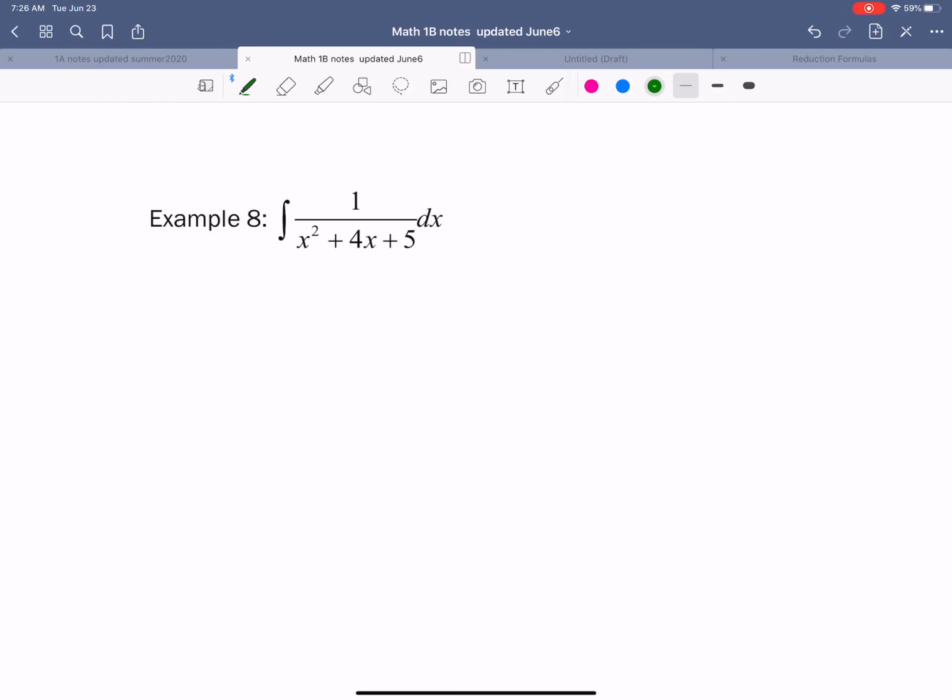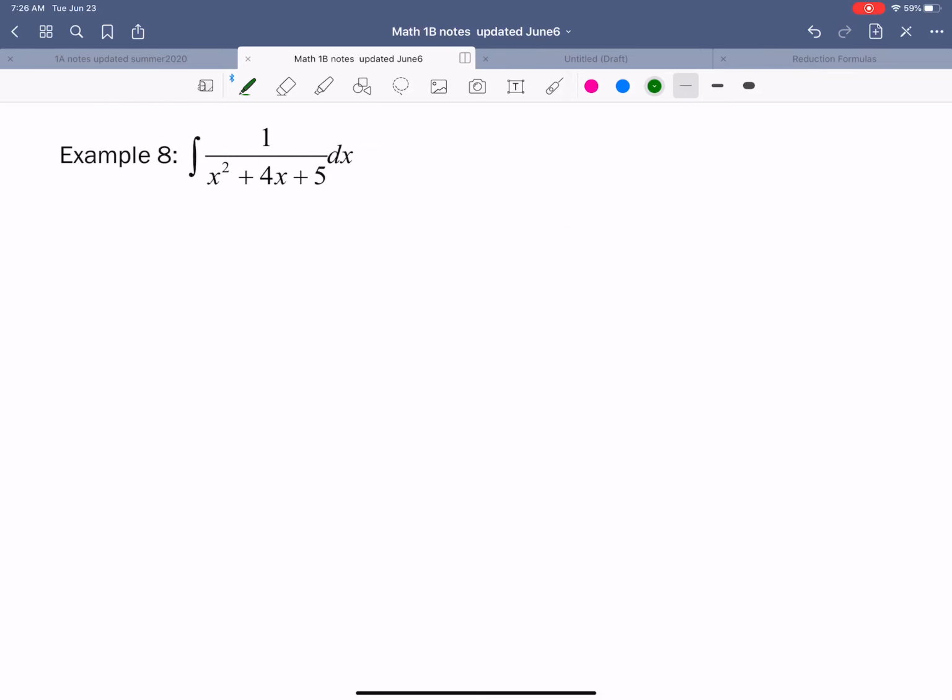All right, next example. This one we would have to complete the square in the denominator since we don't have any x's on the top, and it looks like x squared plus 4x plus 5. Multiply to 5, add up to 4. It is not factorable either, so I'm going to go ahead and complete the square.